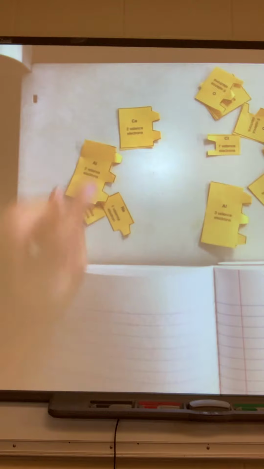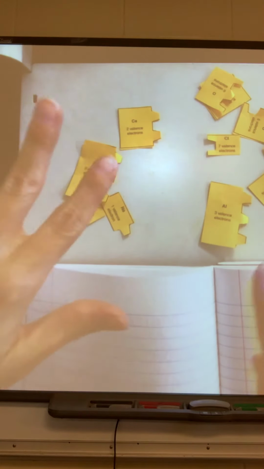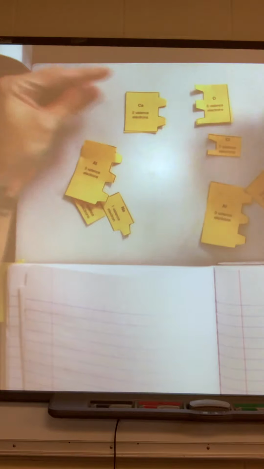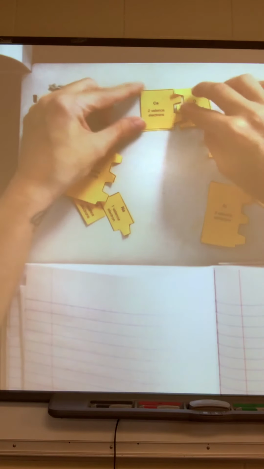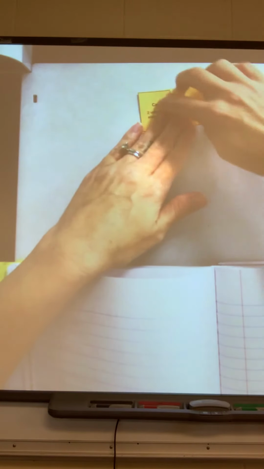I start with calcium, Ca. It has 2 valence electrons. So if it has 2, it needs 6 more to be happy. So the easiest thing to do is to find one of these that will be 6 to go with it. That just so happens to be oxygen. So what I know is that Ca and O go together because they make a level of 8 total.